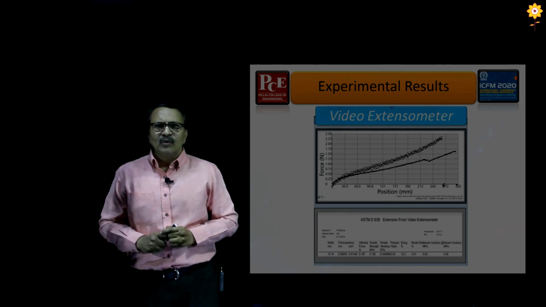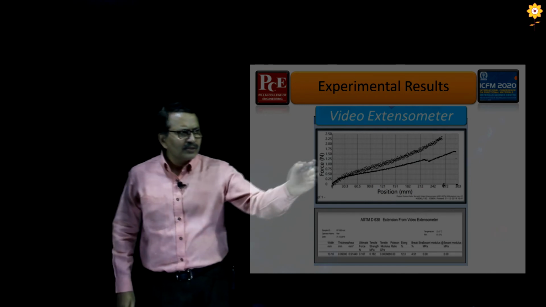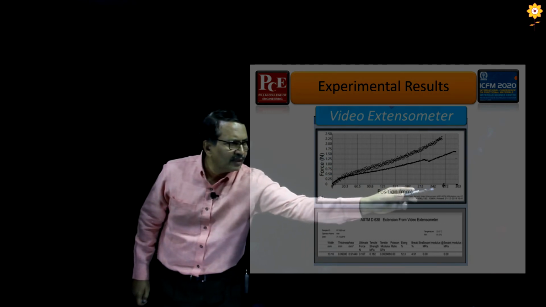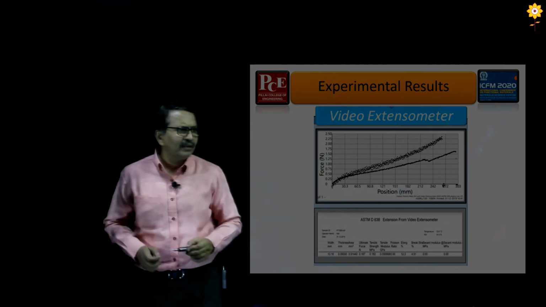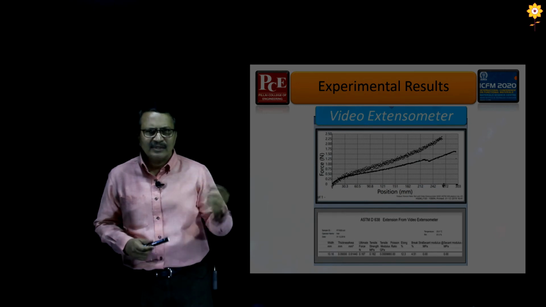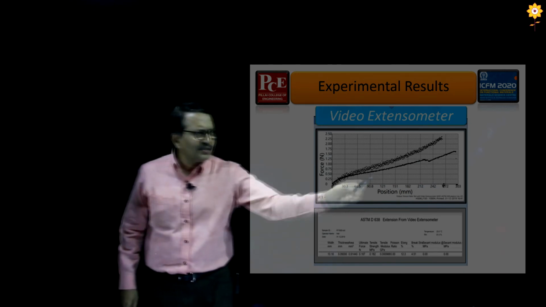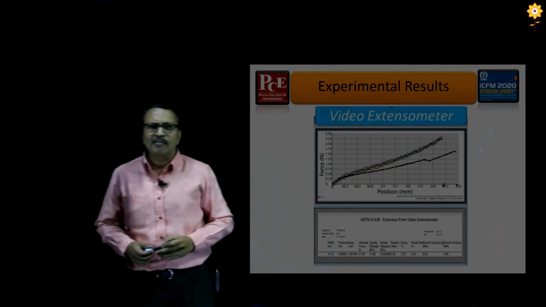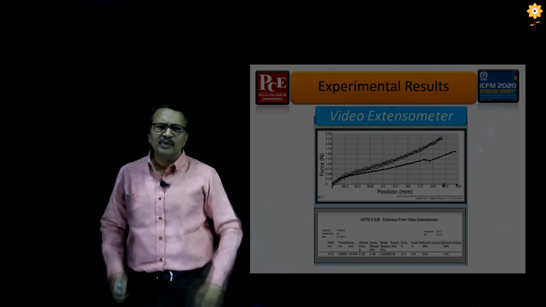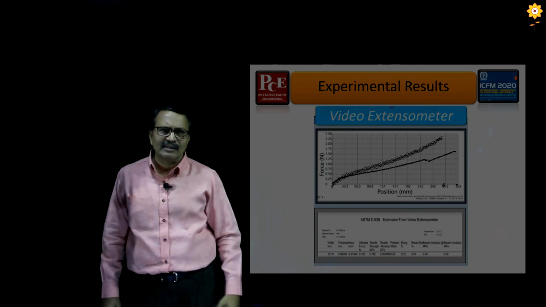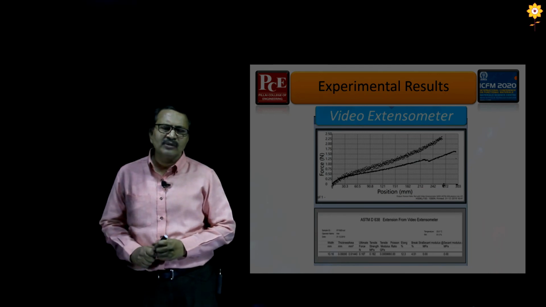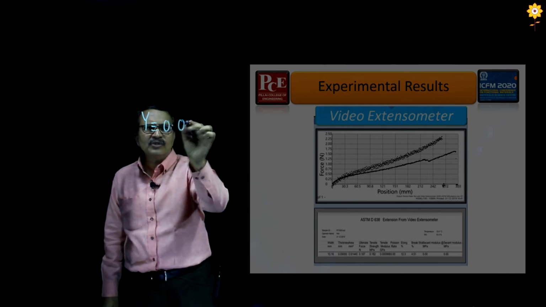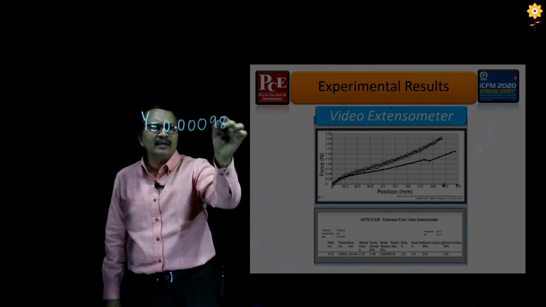You will see that there are two plots. This is the force on this axis, and on this axis we have the position, or rather the extension. This is one plot for one particular sample, and this is for another. The sample was the same, but we took the readings twice. The value of Y that we got turned out to be 0.00098 GPa.